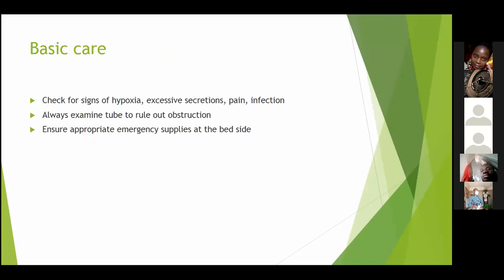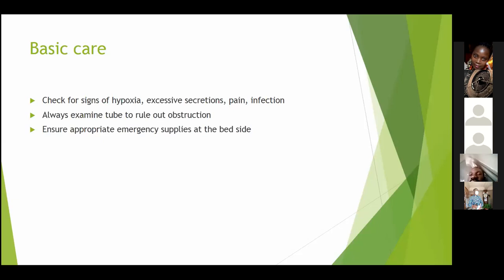And how do you check this? For example, normally when we are all breathing, it should be silent. It's not evident. I mean, it shouldn't be making noise. So the moment someone is breathing through a tracheostomy and you can hear them, then that means it's obstructed, either with excessive secretions or there's a plug of some form and it needs to be cleaned.